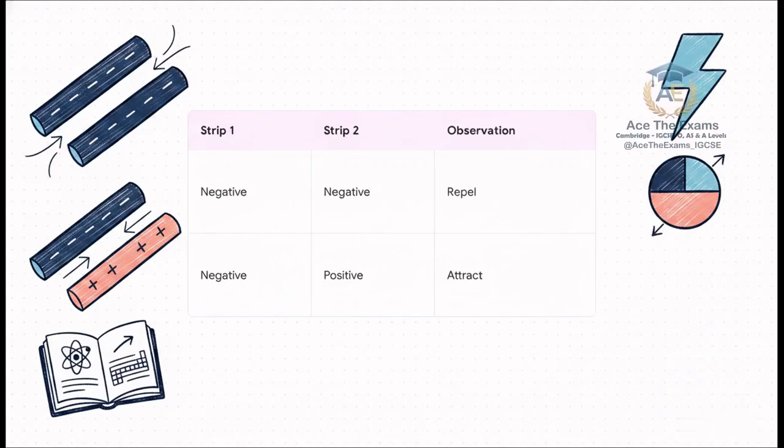When we map out our empirical evidence, a totally clear pattern emerges. If you bring a negative polythene strip close to another negative polythene strip, they repel, they push apart. But bring that same negative polythene strip close to a positive acetate strip, and they attract. This empirical data confirms our core scientific reasoning. Like charges repel, and opposite charges attract.